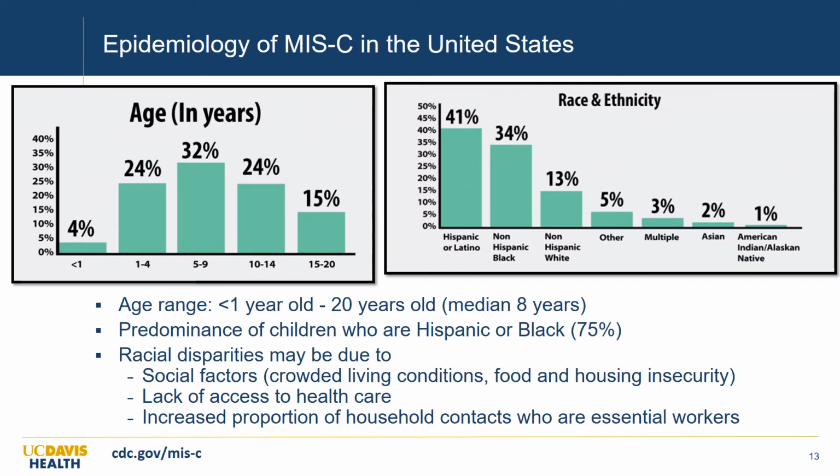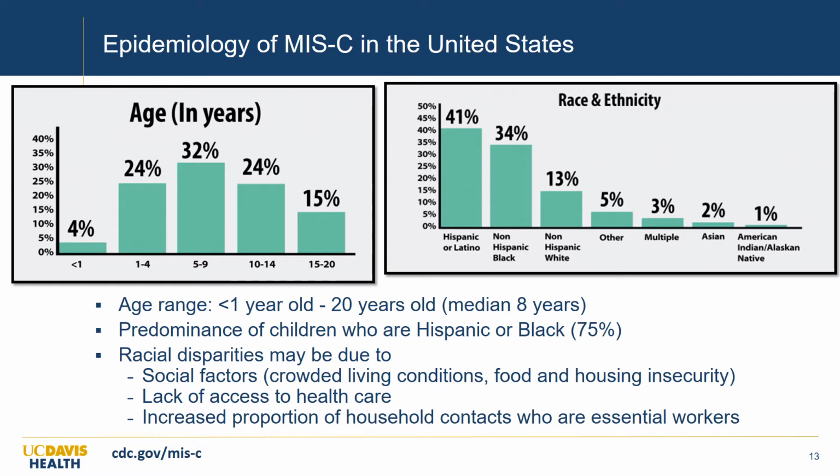In the graph on the right, we can see the proportion of patients with MIS-C that fall into different racial groups. And so you can see that actually about 3/4 have occurred in children who have been self-identified as Hispanic or Latino or non-Hispanic Black. And so we really do see that there is a predominance in these racial groups.